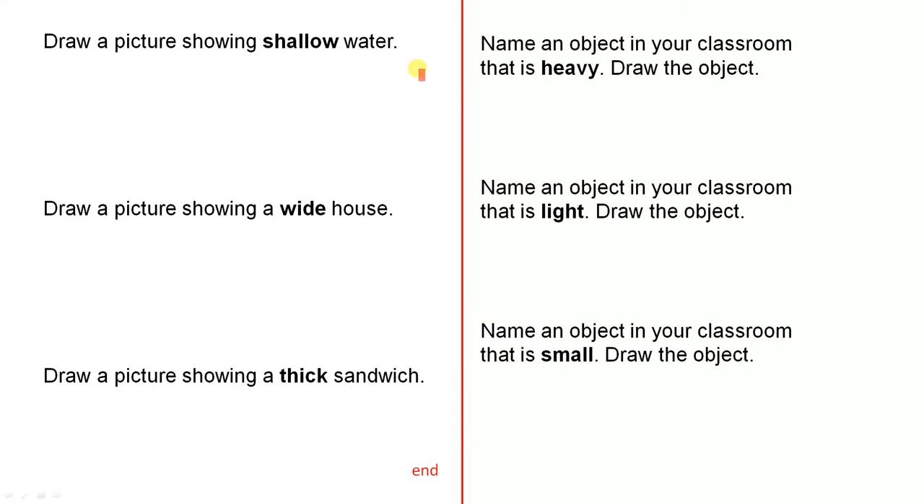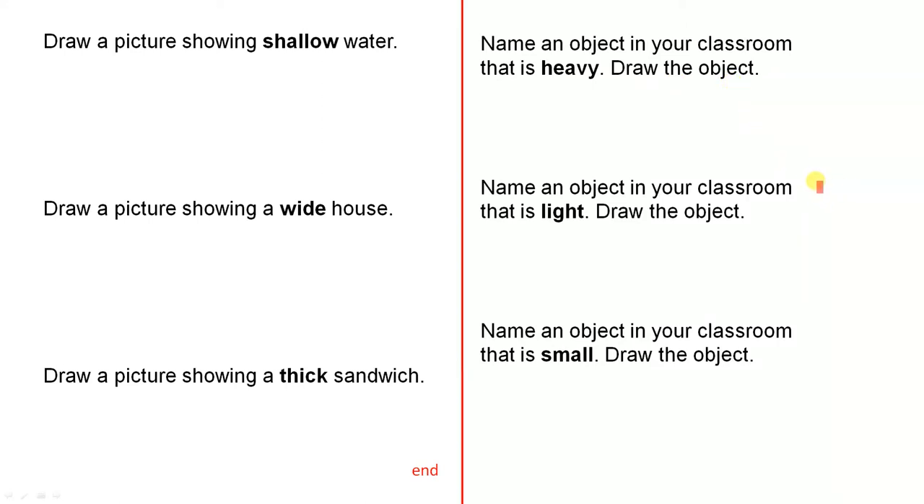Students could be asked these questions, or similar questions that you can think of. Draw a picture showing shallow water. Draw a picture showing a wide house. Draw a picture showing a thick sandwich. Draw an object in your classroom that is heavy. Sorry, name the object and then draw it. So name the object in your classroom that is heavy and then draw the object.